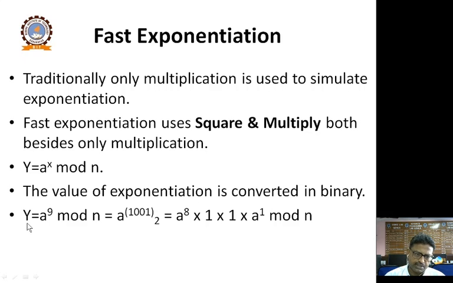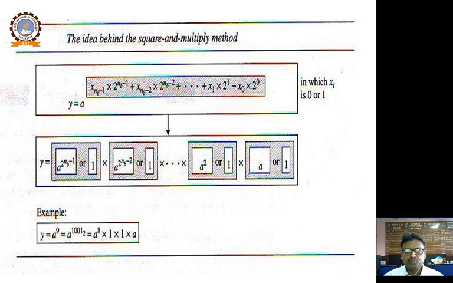Suppose the example is y is equal to a to the power 9 mod n. What we will do is convert this decimal value into a binary value. So the binary value is this one. So this actually means a to the power 8 into a to the power 0 into a to the power 0 into a to the power 1 mod n. So this is the prerequisite of fast exponentiation.